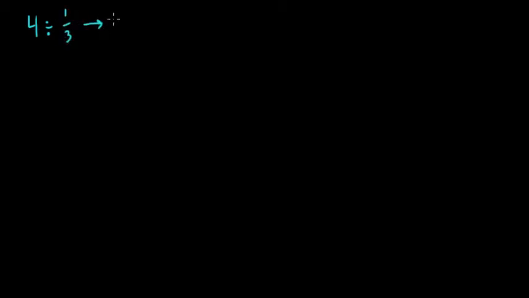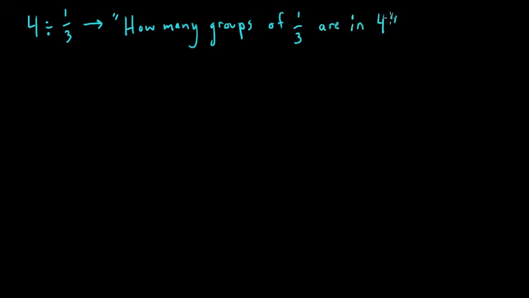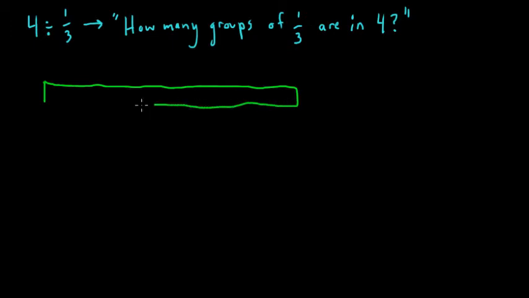Here is an example problem, and it's 4 divided by 1/3. And what that really means is how many groups of 1/3 can we get out of 4? So how many groups of 1/3 are in 4? Okay, so here's an example. This green bar right here is going to be 4 units long. So the whole thing is 4. So how many groups of 1/3 can we get in there?